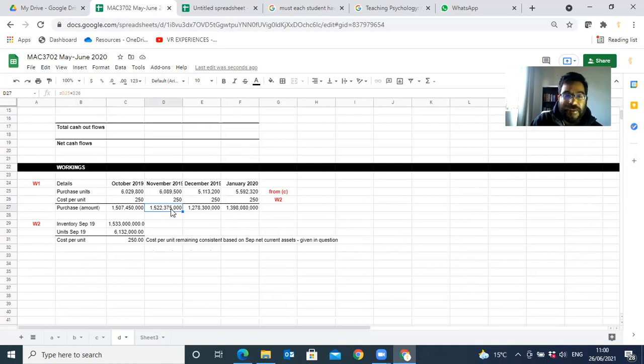So in December, November's purchases: 50% of November's purchase amount is paid in November, and the other 50% is paid in the next month, which is December. 50% of December's amount is paid in December, and 50% is paid in January. For January, 50% is paid in January, and the other 50% is paid in February. Okay, so just take note of that.